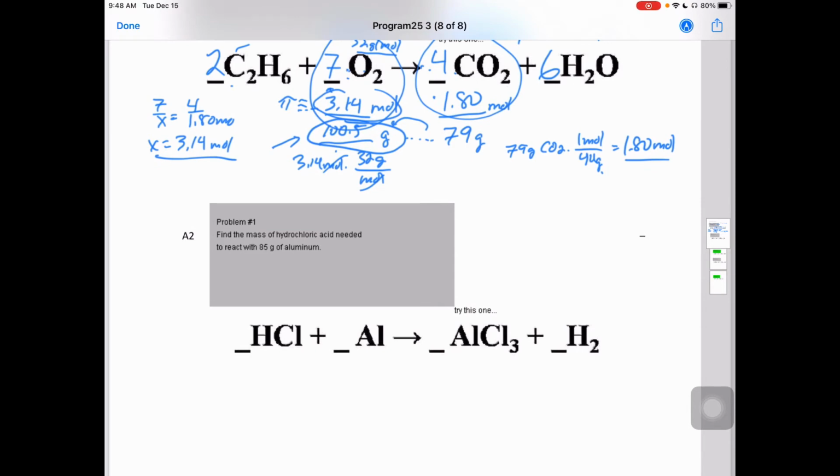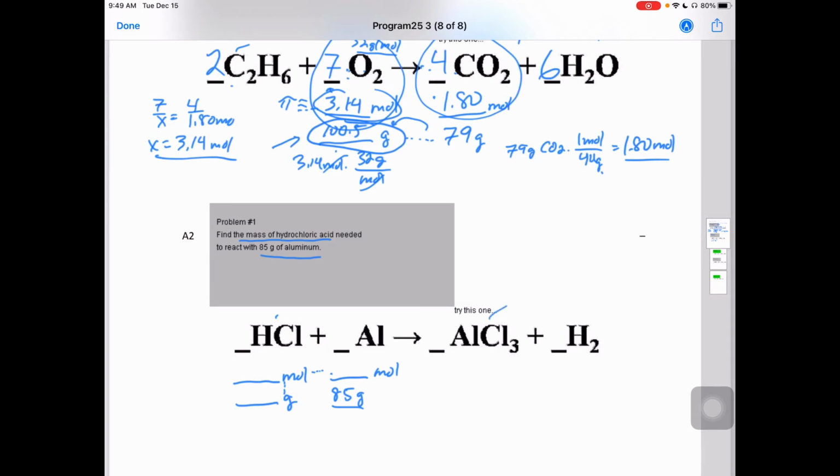Problem number 1, before I do any balancing and anything else, it says find the mass of hydrochloric acid needed to react with 85 grams of aluminum. So right now, where's hydrochloric acid? Yes, it's right here. So we want to find first the moles, but then we'll find the grams. For the aluminum, I'm going to use my mole ratios right under my balanced equation. So I'm going to put moles there. Why didn't I put the mass there? Because you can see the mole ratios very easily. 85 grams of aluminum. So we're going to go to the moles of aluminum, use their mole ratio, and go from the moles back to the grams.